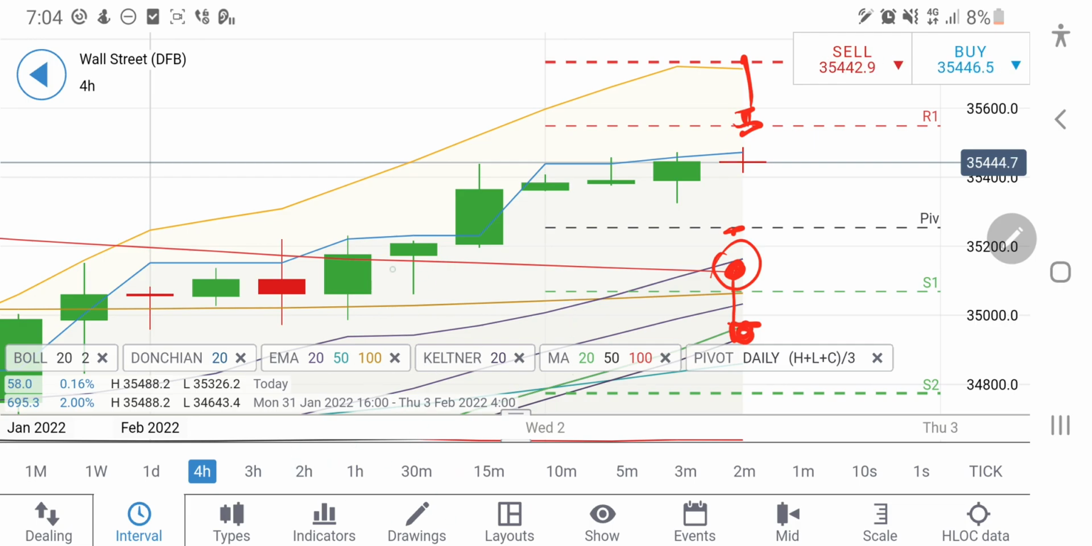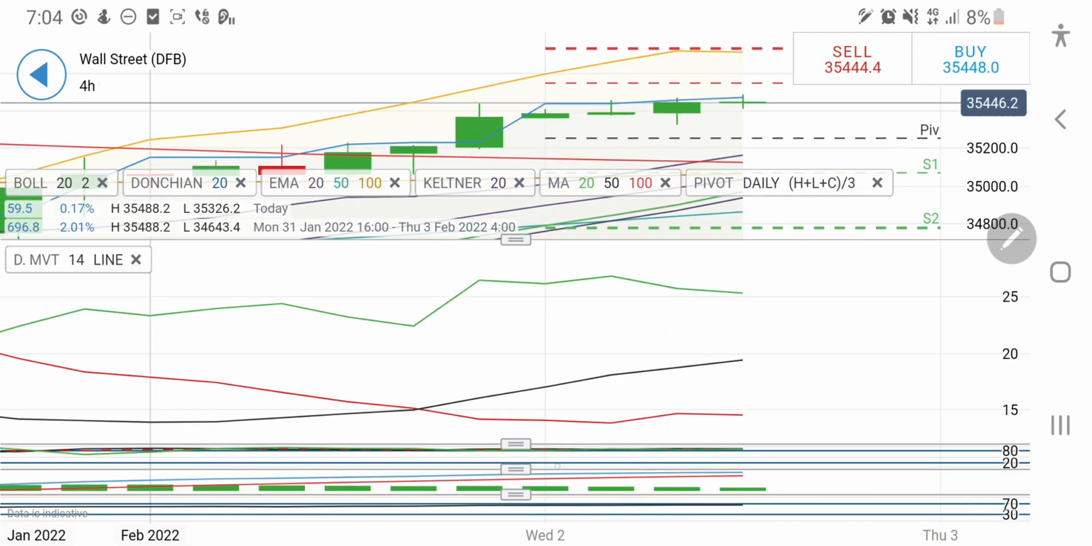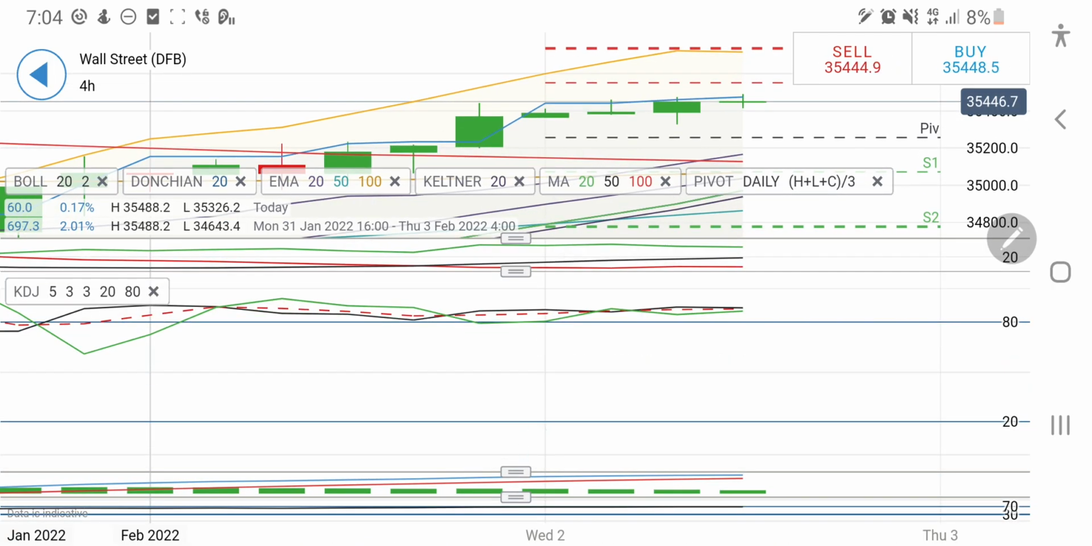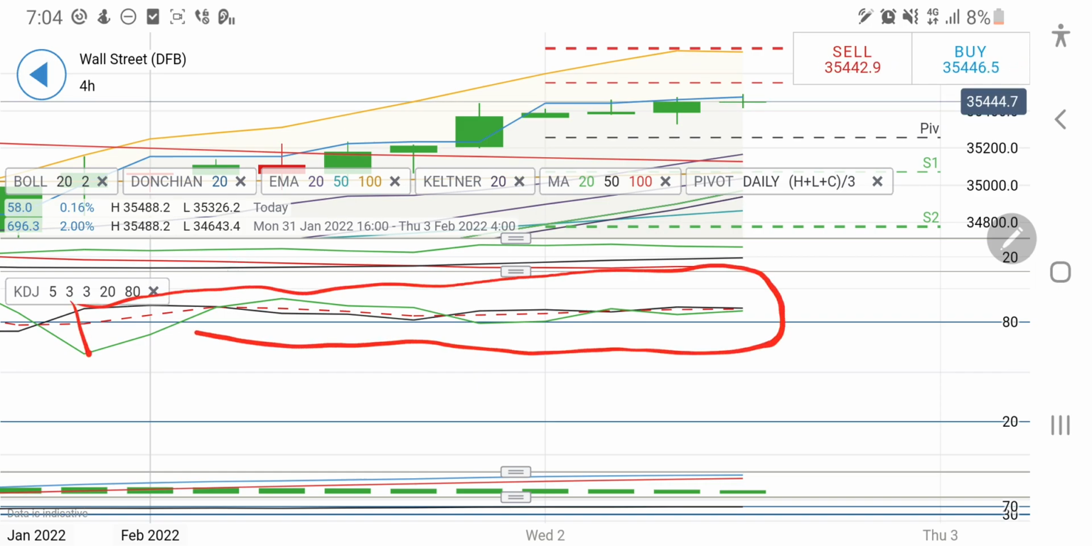And let's have a look at the other indicators. Directional movement is in the buy zone. Look at the 4-hour chart, it has consistently traded in the overbought zone.